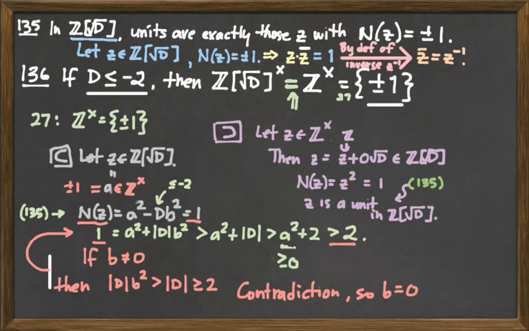All right, excellent. So we can do a lot with the norm in these quadratic extensions of the integers. We can first decide whether or not one of these elements is a unit, if the norm is plus or minus 1. We can also decide whether or not an element is irreducible if the norm is equal to a prime.